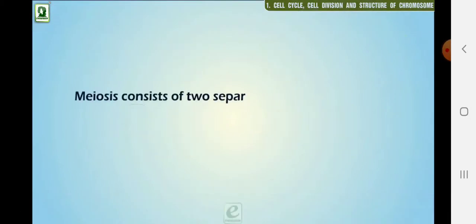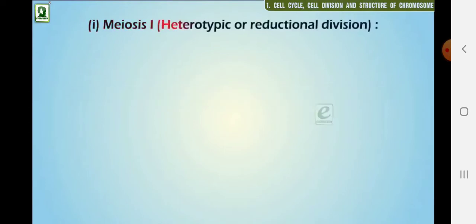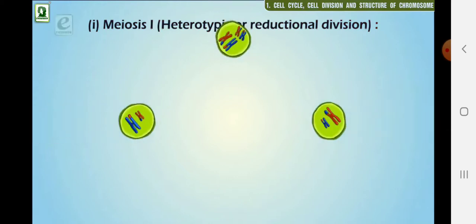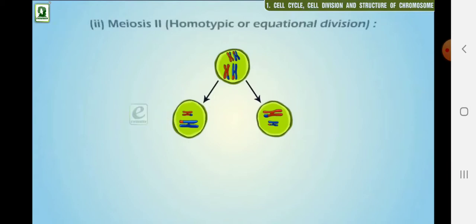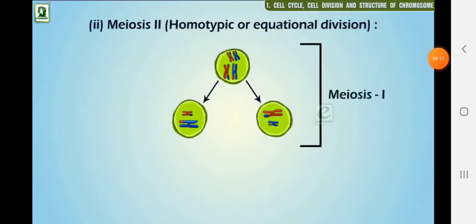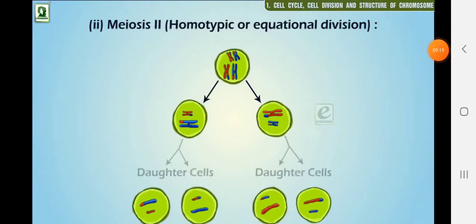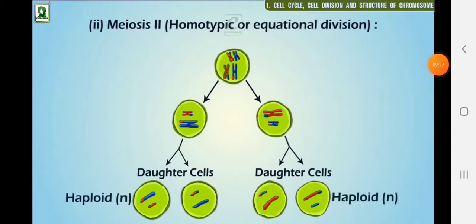Meiosis consists of 2 separate divisions of sex cells. Meiosis 1, that is heterotypic or reductional division. This division is meiotic, in which the chromosome number is reduced to half, that is N. Meiosis 2, that is homotypic or equational division. This division is mitotic. Each of the 2 cells formed in meiosis 1 further divides into 2, resulting in the formation of 4 daughter cells, each with haploid, that is N number of chromosomes.